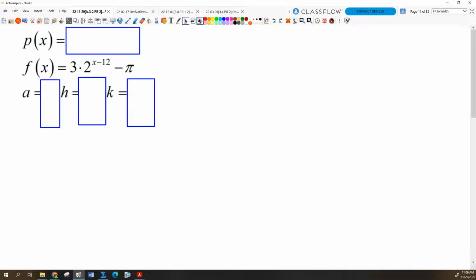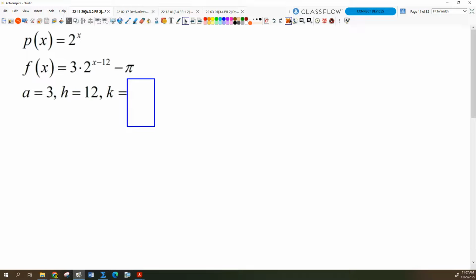Arson, can you tell me what the vanilla function is there? What our parent graph is? That's it, 2 to the x. Good, right? Good job. That's a tough one. Okay. What's the value of a then, Melanie? 3. Okay. Trenton, what's the value of h? No. It's 12. Yeah, what's being subtracted from x inside the function here? The x is in the exponent, right? So in the exponent, 12 is being subtracted from x. And then finally, what's the value of k on that one, Ben? Negative pi. Okay, we got it.